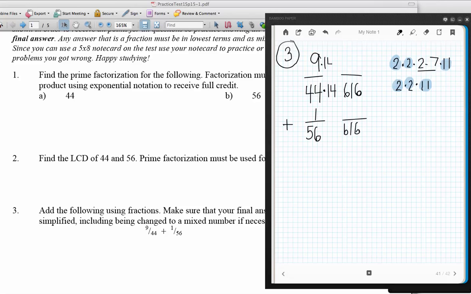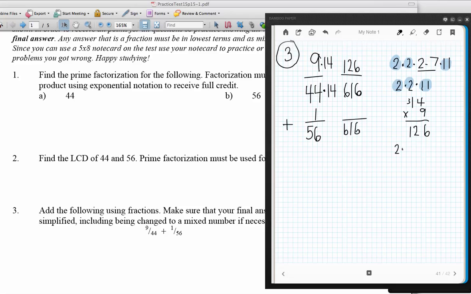So what I do to the denominator, I must also do to the numerator. I multiplied by 14, I multiplied by 14. So 9 times 14: 9 times 4 is 36, carry the 3, 9 plus 3 is 12. So the new numerator now is 126. That's our higher term. So now we're going to do the same thing with 56.